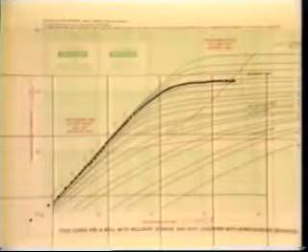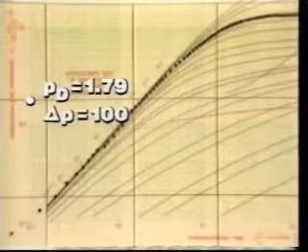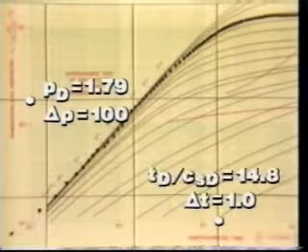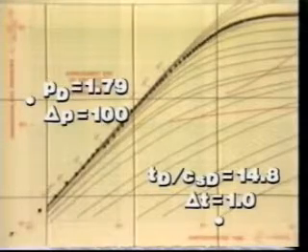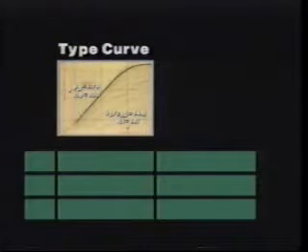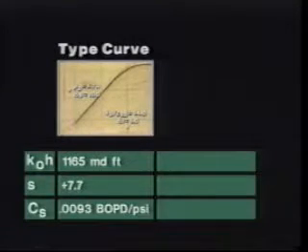The final match point for our example data gives P sub D of 1.79, matching with delta P of 100, and delta T of 1.0, matching with a ratio T sub D over C sub SD of 14.8. Details are in your manual. Once a unique match point has been obtained, we may rearrange the dimensionless variables to give values of K sub OH equal to 1,165 millidarcy feet, a skin factor of 7.7, and a wellbore storage constant equal to 0.0093 barrels per psi.